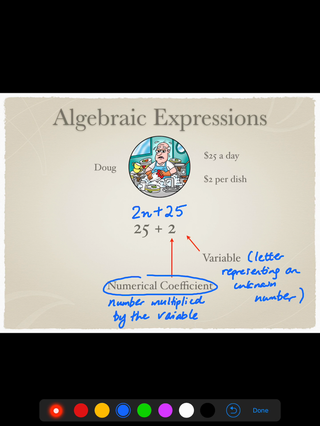Now, what's important to note is if the numerical coefficient is 1, you won't typically see it. So if this expression was just 25 plus n, it's implied that it's 1n, but we would typically not write 1n, we would just write n, okay? Finally, the last part of an algebraic expression is called the constant term, okay?